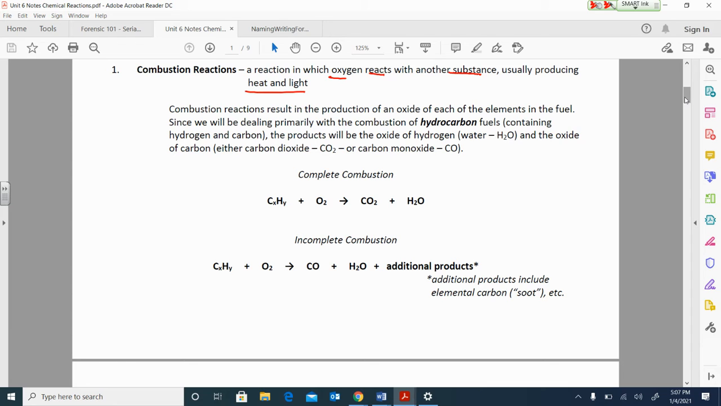Since we'll be dealing primarily with the combustion of a hydrocarbon, which means they have a hydrogen and a carbon. What do you know? Hydrocarbon, they have a hydrogen and a carbon in them.